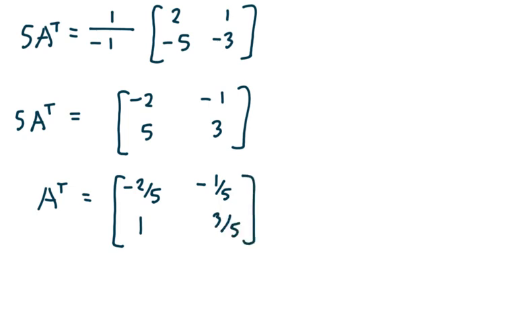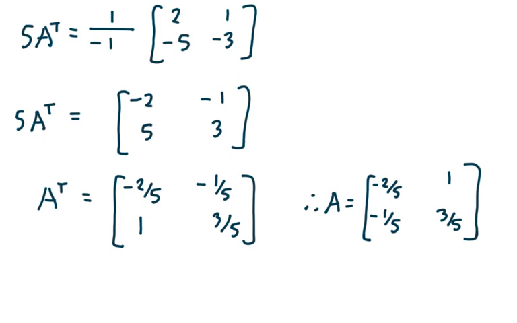Are we in agreement on how to get A? To get A, the entries along the row of A transpose become the entries along the column of A. So in other words, I'm going to put negative 2/5, negative 1/5 in the first column of A, and then 1, 3/5 in the second column of A. So I solved for A transpose, and then from A transpose, I was able to get A. That's how I do number 16.